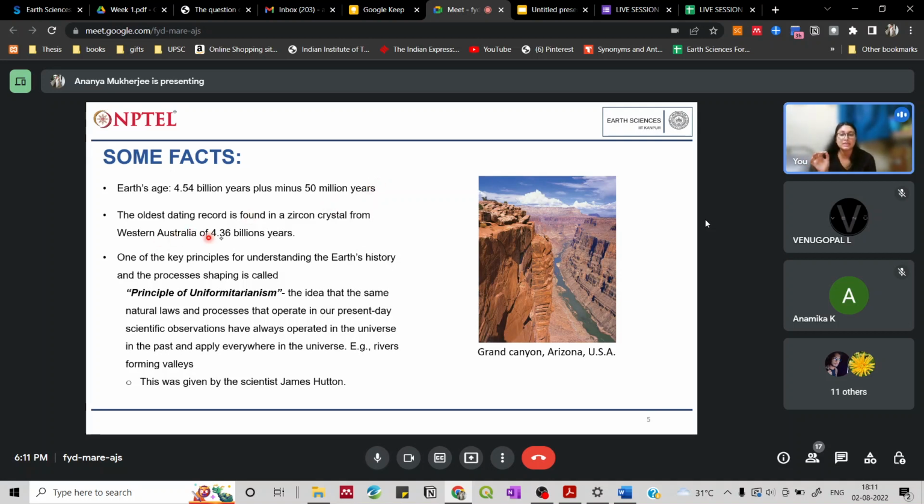Over here we can see that the oldest dating record till now that we have is from a zircon crystal from Western Australia, and it has given us the age of 4.3 billion years. But these are just dating. So we know how old the earth is, but now we need to understand how the different kinds of landforms are created across the globe, across the earth's surface.